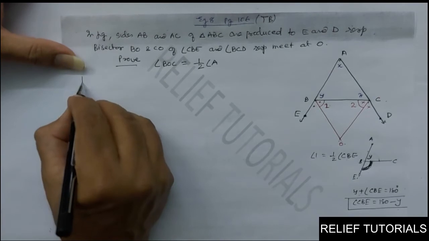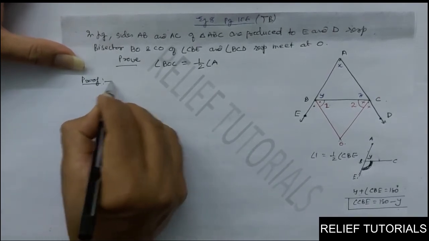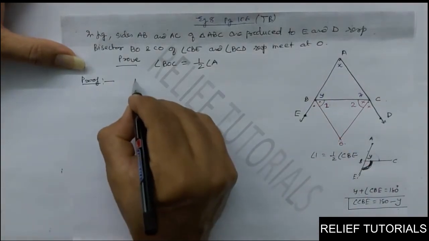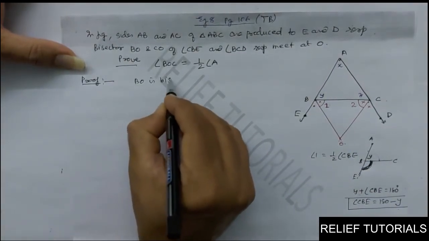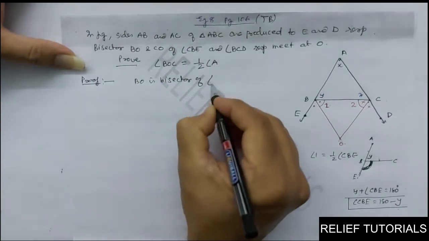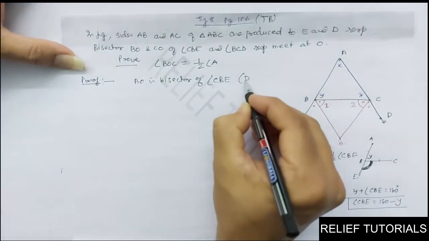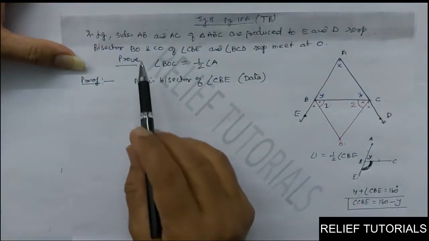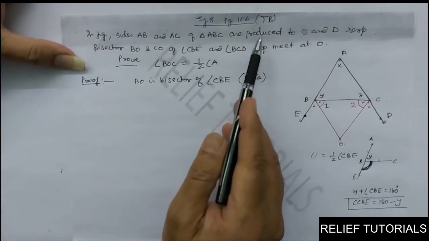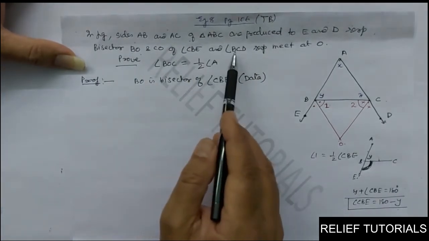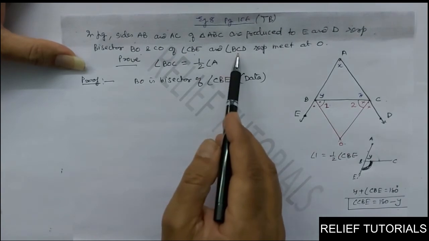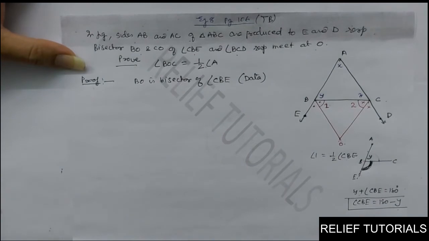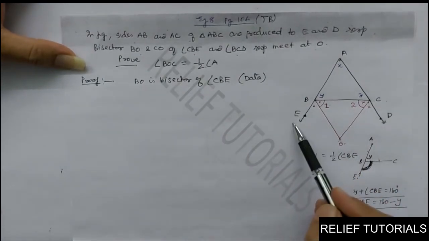So now what we'll say, proof. See now. BO is bisector of angle CBE. This you got from the data. I am not writing the data, but you can write it from here. The sides AB and AC are produced to E and D. BO and CO are bisectors of CBE and BCD. They meet at O, and you have to prove this. I am writing the proof.